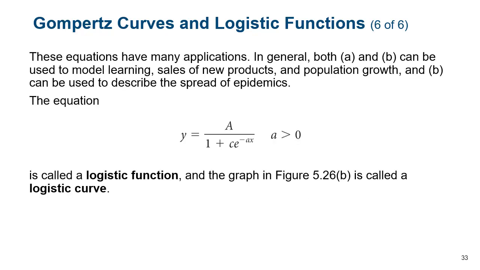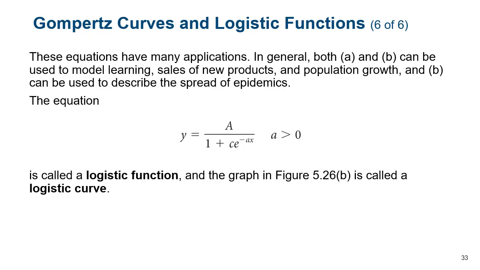These equations have many applications. In general, both A and B can be used to model learning, sales of new products, and population growth. It would make sense in all those, right, that you could learn something really fast in the beginning, and then your learning starts to trail off because, once you start to master something, there's less to learn. Same thing, sales of new products, right? There's all the hype in the beginning. Everybody wants everything, right? They want the new iPhone as soon as it comes out, and then after a while, those sales start to taper off.